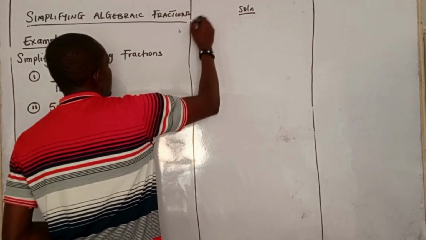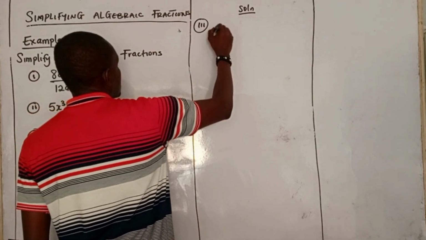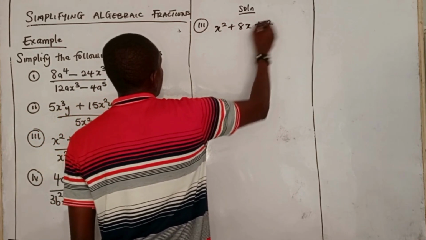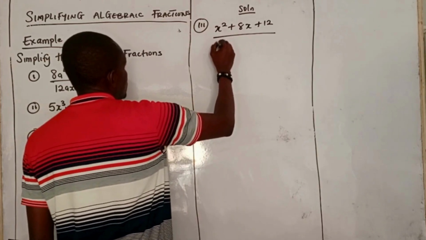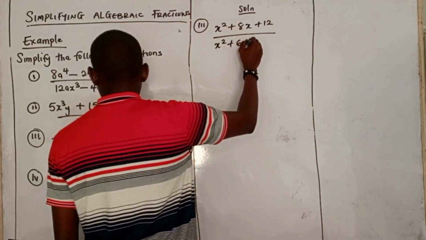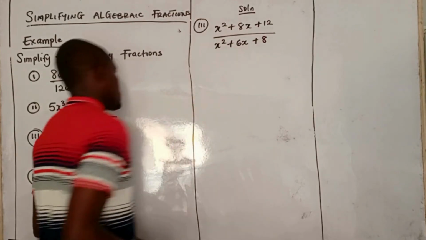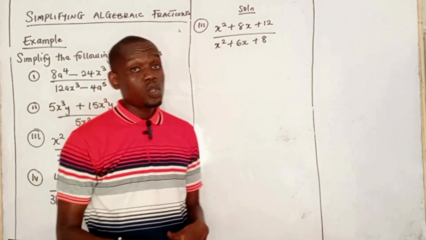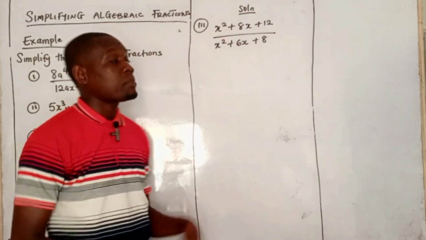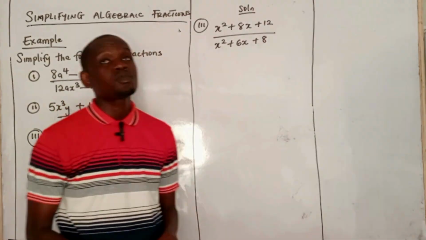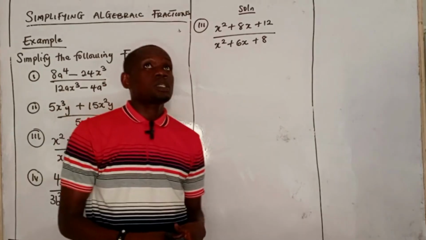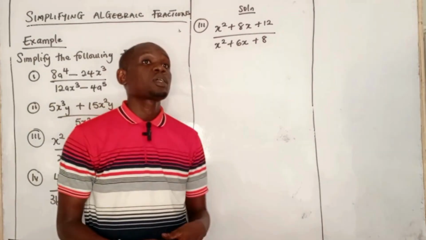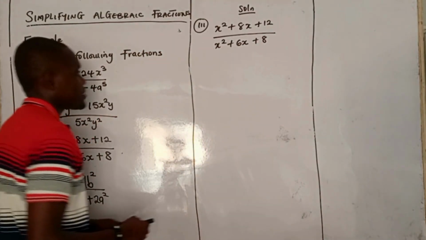Now, question number 3. What we have there is x squared plus 8x plus 12 all over x squared plus 6x plus 8. If you look at both the numerator and the denominator, you will agree with me that both of them are quadratic expressions. And like we said earlier, whenever we have a quadratic expression, we have to factorize them. So we are going to factorize this one after the other.